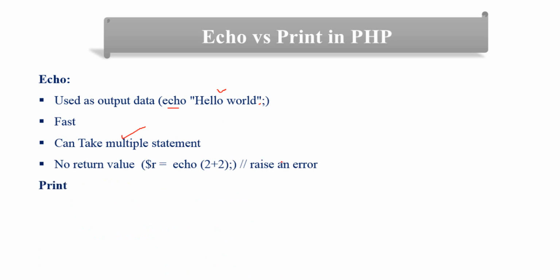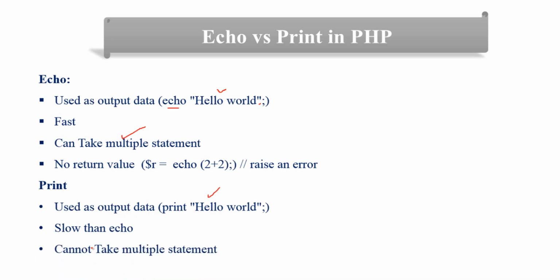error. On the other hand, the print method is also used to output data. For example, print hello world. This hello world will display to the user. This is the slower method; it is slower than echo. Another is that it cannot take multiple statements. When you put a comma and provide another, for example a string like this one, you will get an error.